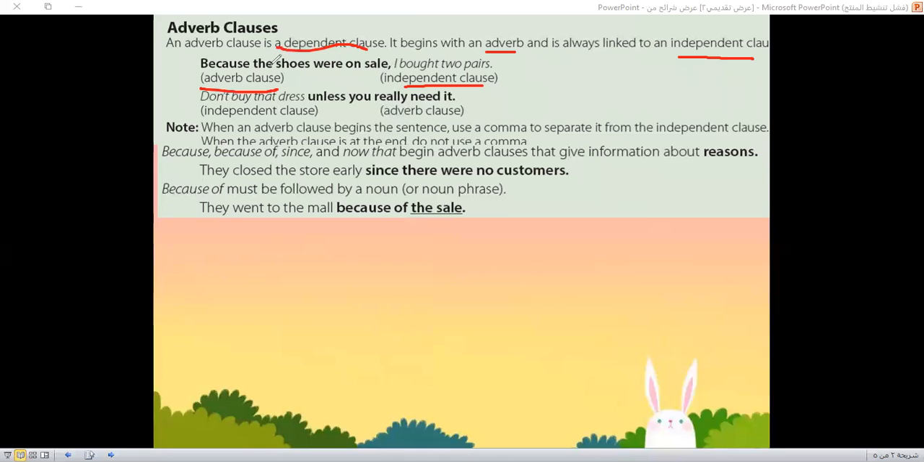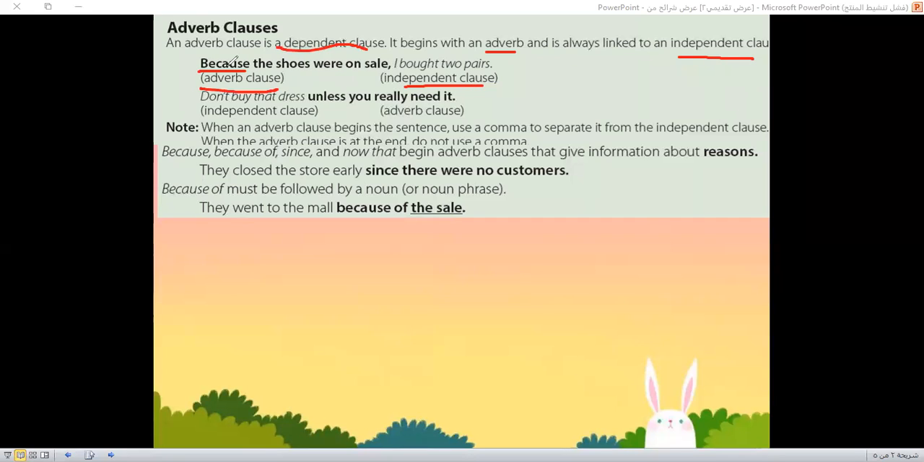How? Let's see. For example, because the shoes were on sale, this is the adverb clause because it started with an adverb. So, because the shoes were on sale, comma, I bought 2 pairs. Which is this? The independent clause. An independent clause can stand on its own. I can simply say I bought 2 pairs, and that's a sentence by itself. It becomes a complete sentence. I bought 2 pairs.